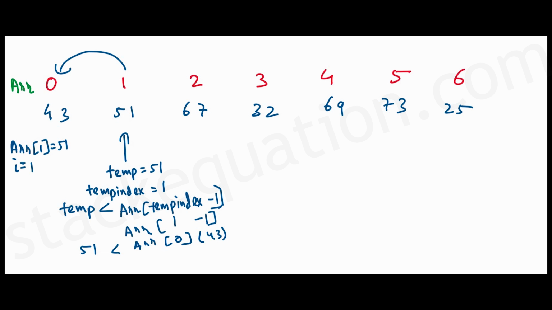But why did I use temporary index here? Why can't I use just I, array of I minus 1? That will also do, right? It's a very important question which I'll answer as we move forward. Why temporary index? Why not I minus 1? I am noting this down here, which I'll answer as we move forward. So 51 is not less than 43, so they are in proper order.